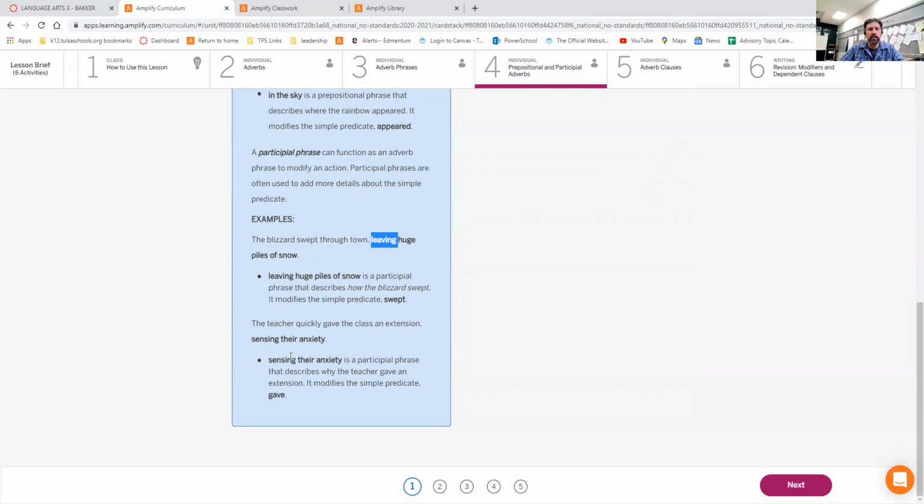The next example they give us here: the teacher quickly gave the class an extension, sensing their anxiety. So the teacher gave, that's what happened in the sentence. And how did the teacher do it? Well, the teacher sensed the students' anxiety. That modifies gave. It tells us why.